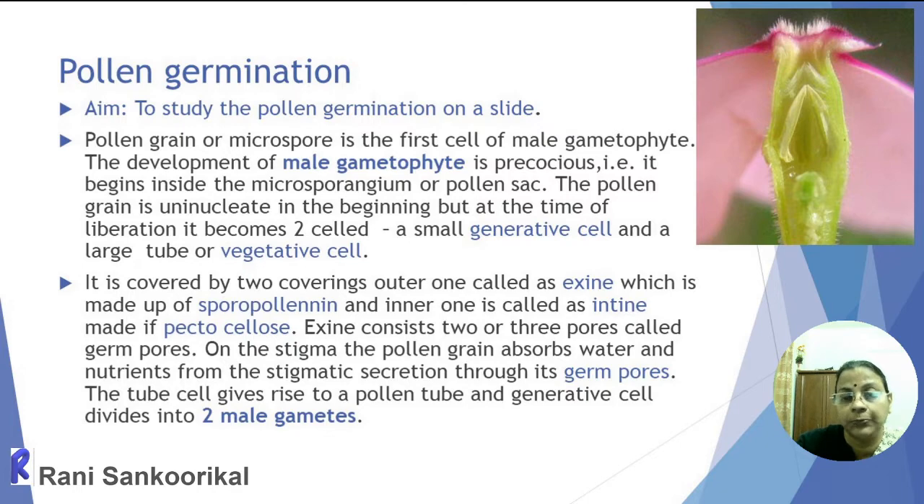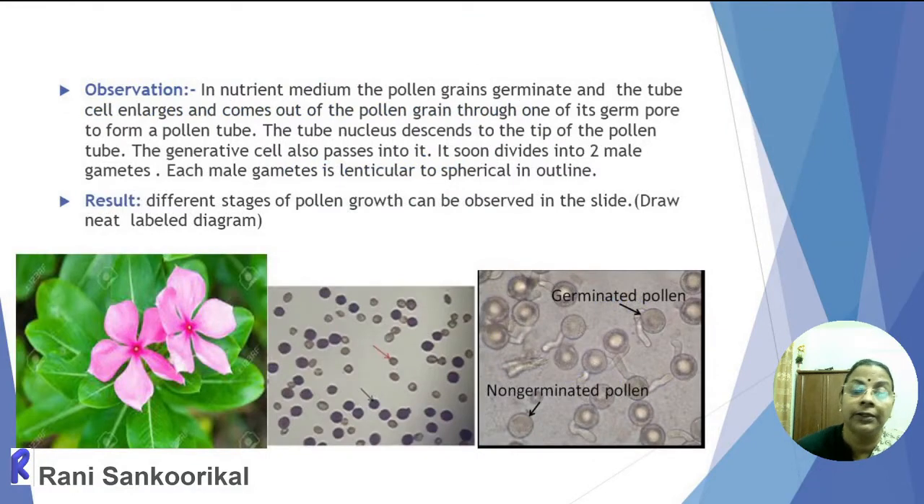So we'll move on to how we can prepare the experiment, or how we can make the slide of germinated pollen grains. First and foremost, you have to separate the pollen from the flower given. It can be hibiscus, or it can be vinca. For those who are not familiar with vinca, I have attached the figure here.